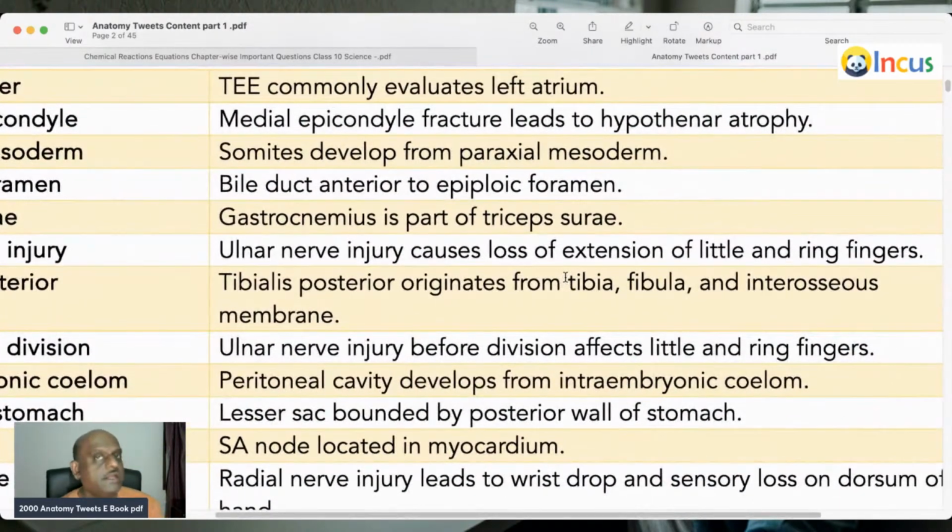Whenever there is any ulnar nerve injury, which fingers and which movement is affected? The little finger and ring finger, there is a loss of extension, so interphalangeal extension. Metacarpophalangeal flexion is the function of the lumbricals, and the medial lumbricals are supplied by the ulnar nerve. Ulnar nerve injury leads to loss of extension of the little and ring finger, which is responsible for the clawing. That is what you need to remember.